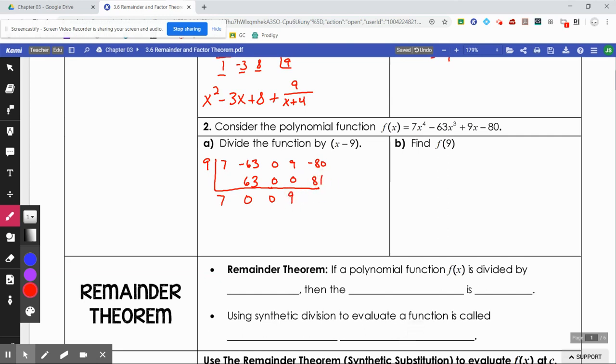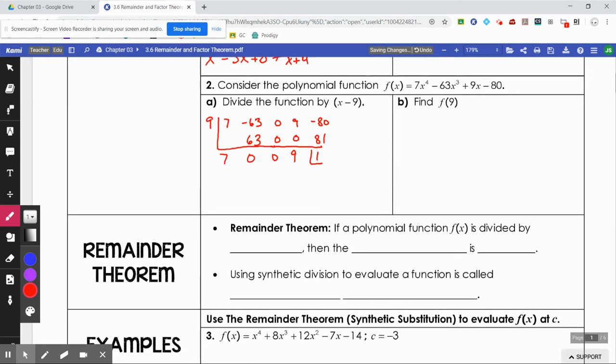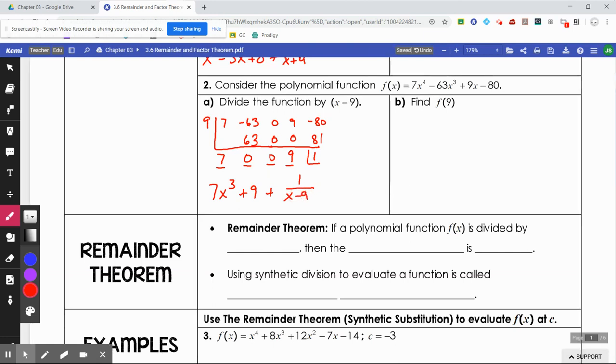9 times 9 is 81. Gives you a positive 1 as a remainder. So that'd be 7x to the third plus 9 plus the remainder over what you divided by. Now we're asked to find f of 9.